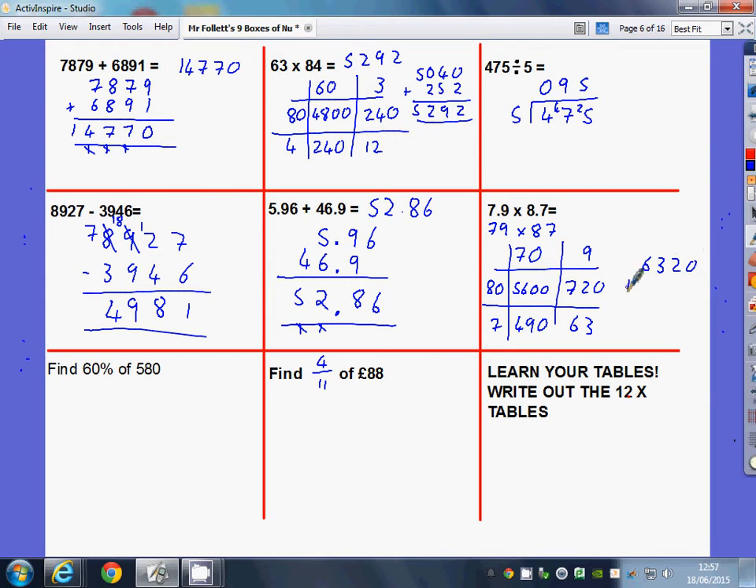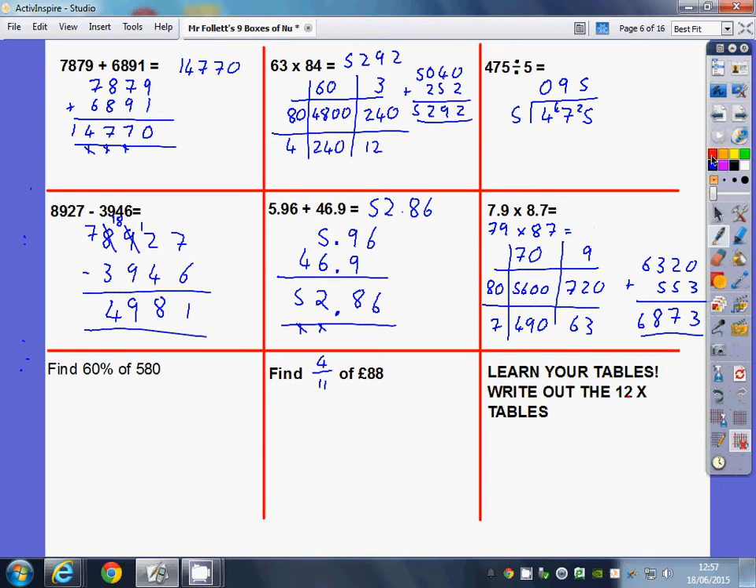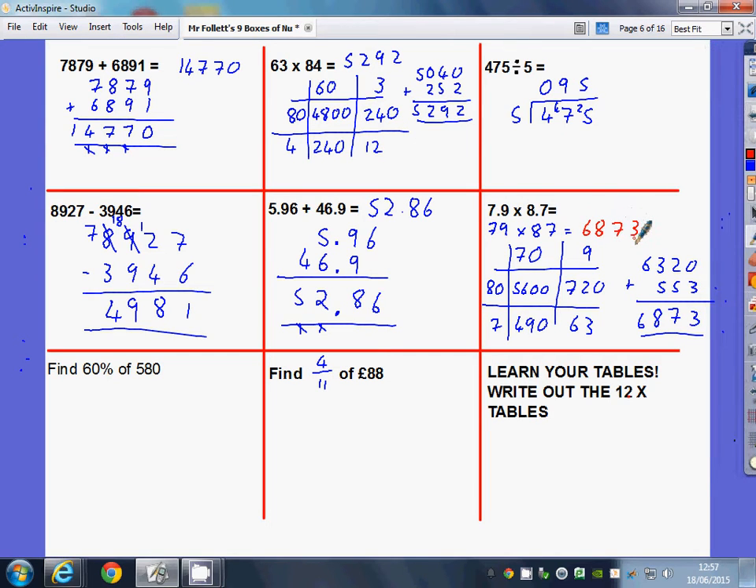But you get 6320 plus 553. Add it together, 6873. So the answer to this question here, I'll do it in a different colour so you can see it, is 6873. Now look at the questions we've looked at. 7.9 times 8.7 we haven't filled in yet, but 79 times 87 is 6873.